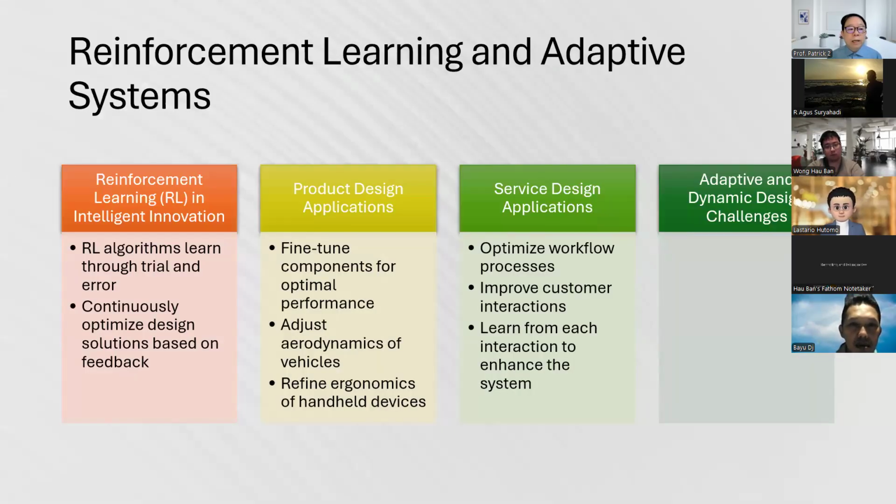So when we talk about learning, this is the reinforcement learning adaptive system. What is that? RL, reinforcement learning, in intelligent innovation. The RL algorithm can learn through trial and error. So the machine itself, the system, doesn't know a lot of things, right? But through trial and error, it will reinforce. When you do it correctly, they get a reward. When they get it wrong, they get some punishment. So that is called trial and error. This trial and error will continuously improve and optimize design solutions based on the feedback.